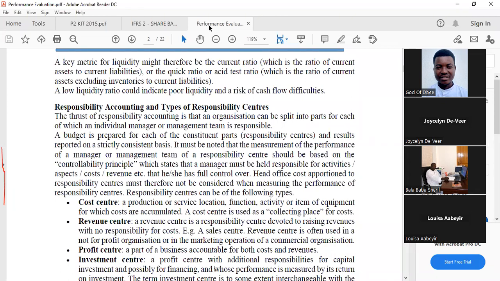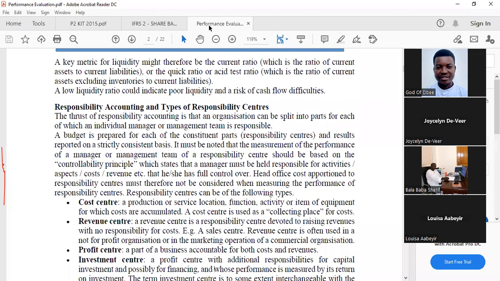We only incur cost. We don't generate revenue. The only thing that is incurred over there is cost. There is no generation of revenue there. It's only cost that can be incurred in that particular division. So that division is only cost that we incur there. We don't generate revenue. All right.